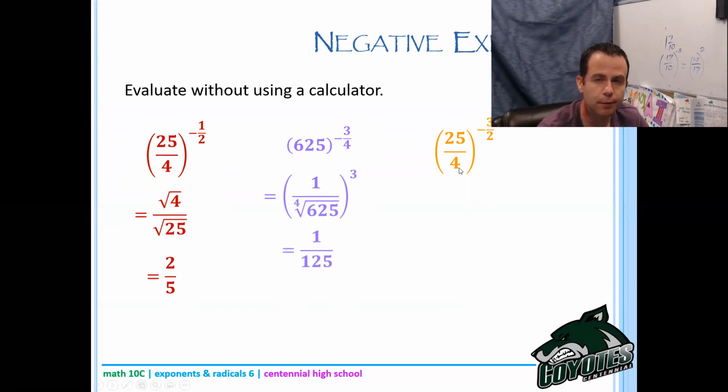And then 25 over 4 to the negative 3 over 2. I'm going to flip it and get rid of that negative exponent first. So that'd be 4 over 25 to the 3 over 2. I would square root it, so that'd be 2 over 5, and then I'd have to cube it, which would be 8 over 125. Okay, hopefully that's all making sense.